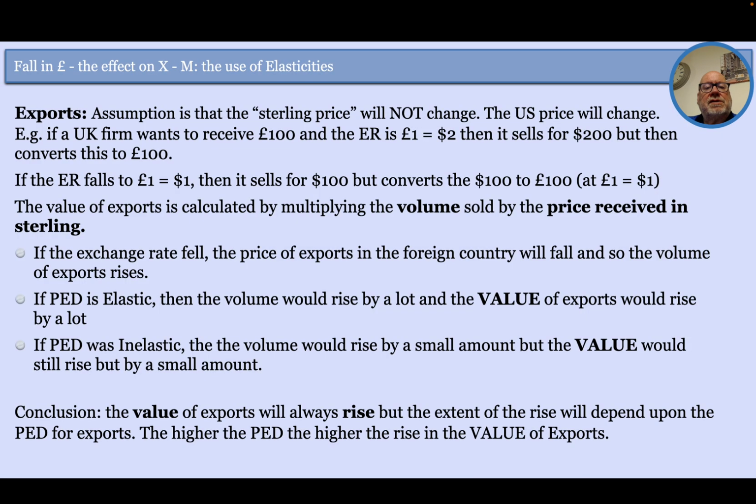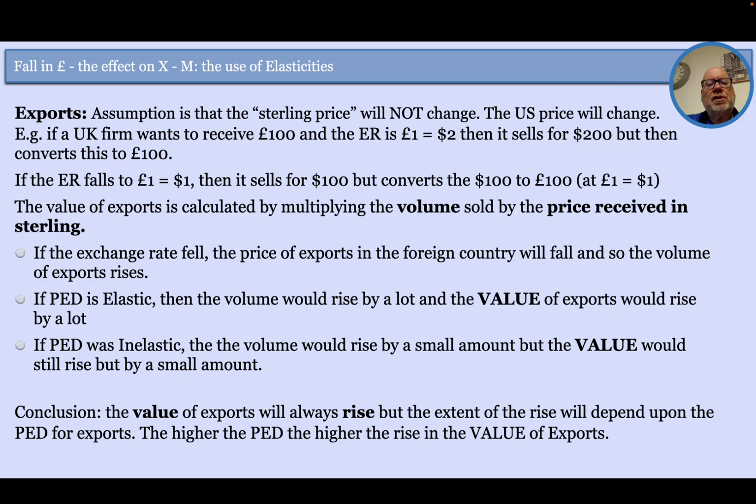Okay, all right. So let's look though at the use of elasticities, because this is quite tricky, as I say. So the assumption is that it's not the sterling price when we're doing our exports that change. It's going to be the US price. So I'm going to use the US all the time here. So the UK firm wants to receive £100. The exchange rate is 1 to 2. So it's going to sell for $200. Again, wherever it sells, it's going to convert to £100. If the exchange rate falls to 1 to 1, our assumption, remember, is going to be that we will sell for $100. We're going to drop the American price. And then you're going to convert whatever you sell for $100 into £100, because that's the new exchange rate. So it doesn't matter what the dollar price is, for every one that you sell, you're still earning £100. Okay, so that's important to note.